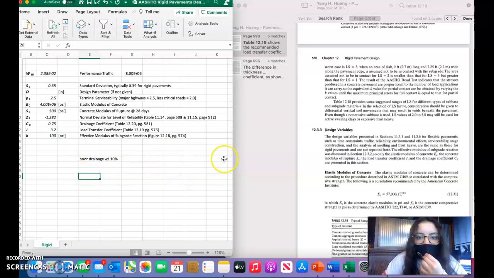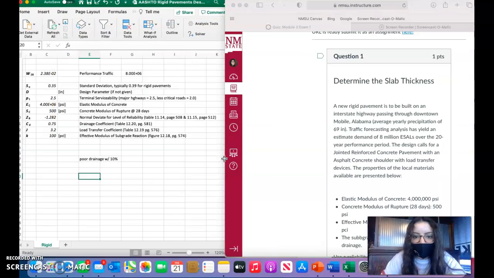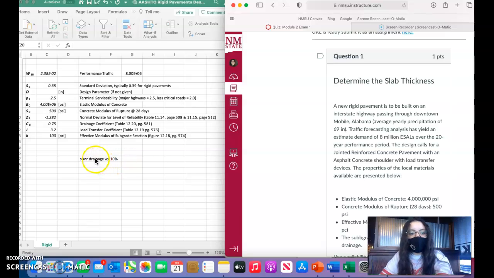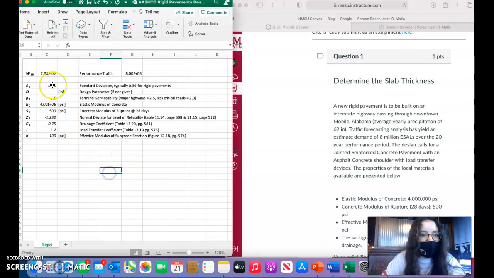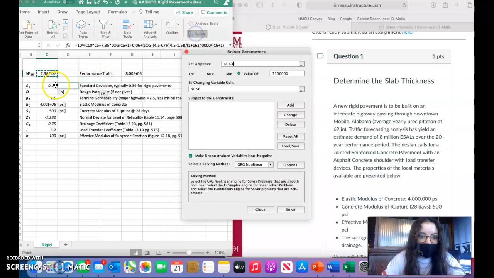So then, we'll go back to it. So now what we're going to use is Solver to find our. So this is going to be our objective, but it's going to be equal to 8,000. And then we're going to be changing this here.